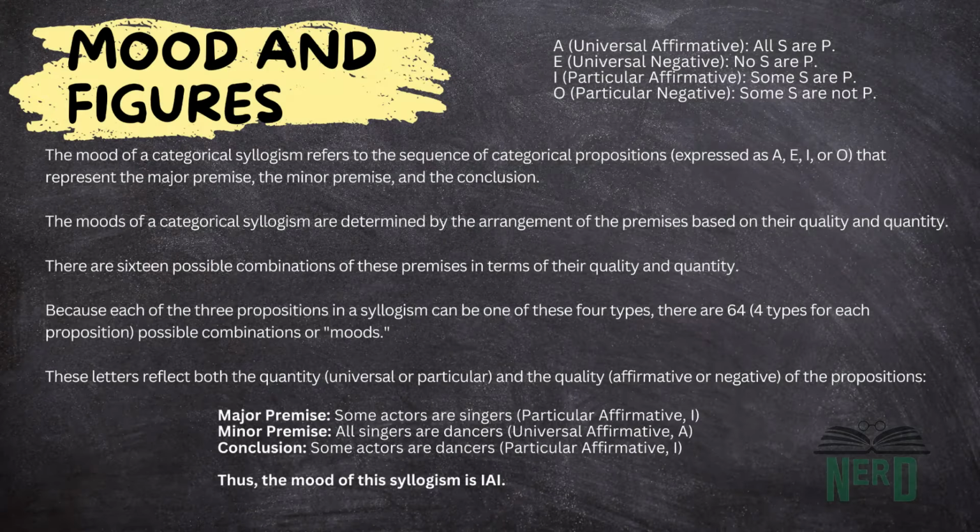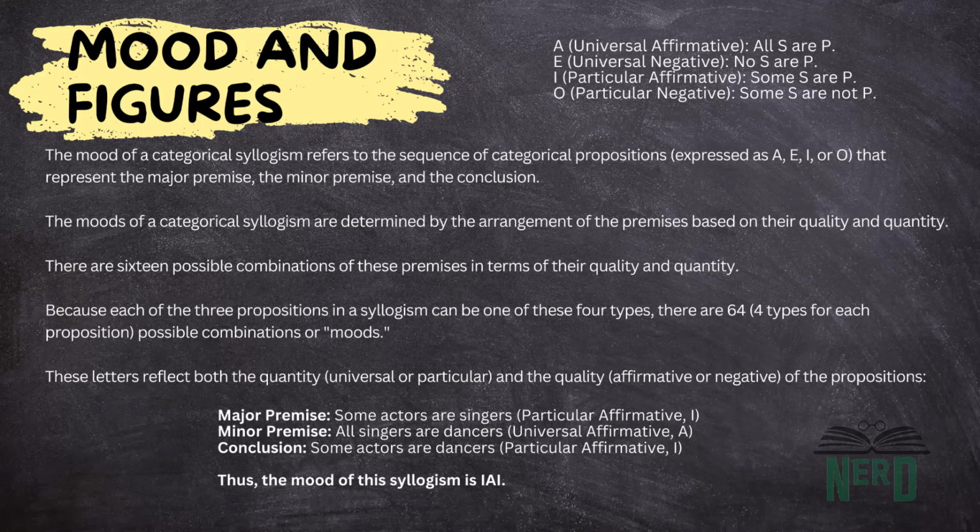So are you ready for the important topic? Yeah, it's the mood and figures. The mood of a categorical syllogism refers to the sequence of categorical propositions, expressed as A, E, I, or O, that represent the major premise, the minor premise, and the conclusion. The moods are determined by the arrangement of the premises based on their quality and quantity.